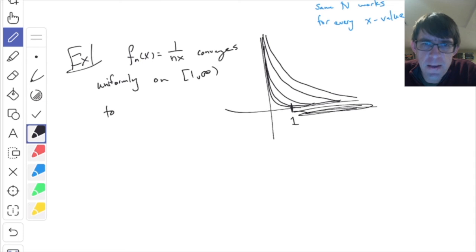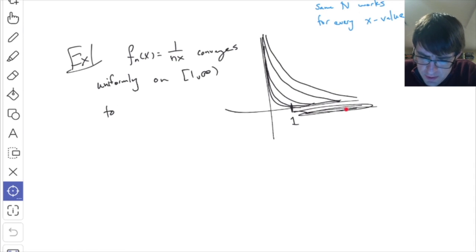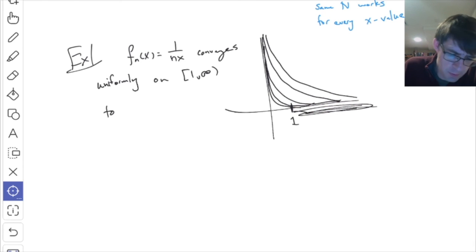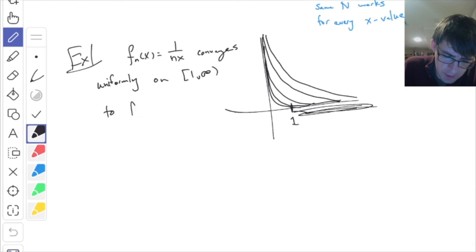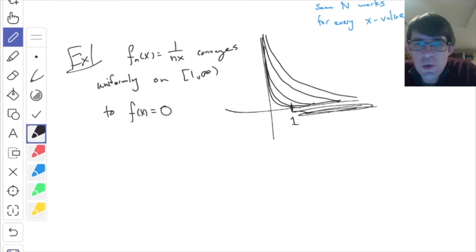0. Yeah, I hope you agree. If you're looking over here, these graphs are tending towards 0, aren't they? I think so. So I'll just write for clarity, 0. By 0, what she meant was the constant function f of x equals 0. All right. Converges uniformly. Okay, let's see if we can do the proof.